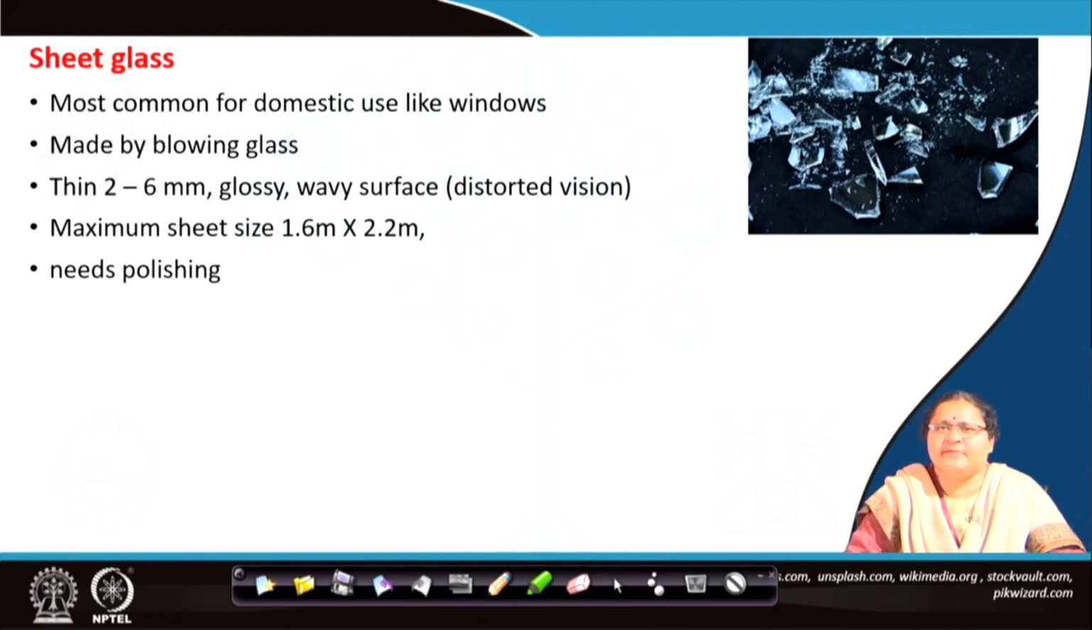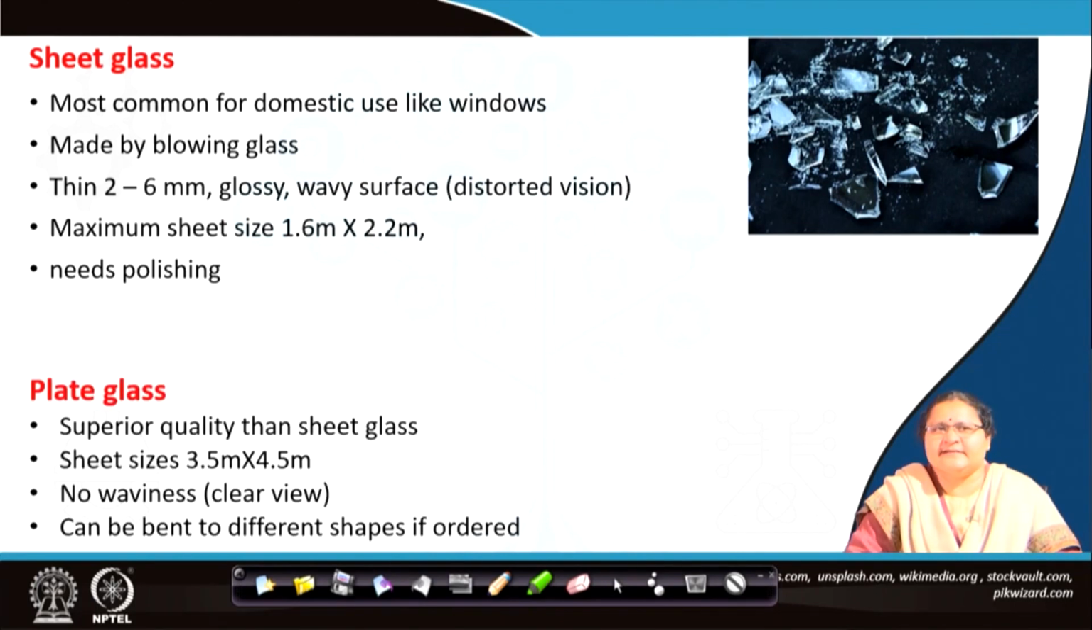Sometimes due to blowing, some air bubbles may remain entrapped in this glass. The maximum sheet sizes are not so large, it is 1.6 meter by 2.2 meters, so almost 5 feet by 7 feet. This glass needs polishing, and once it breaks, it can shatter into small pieces with sharp edges and ends, which can be very dangerous.